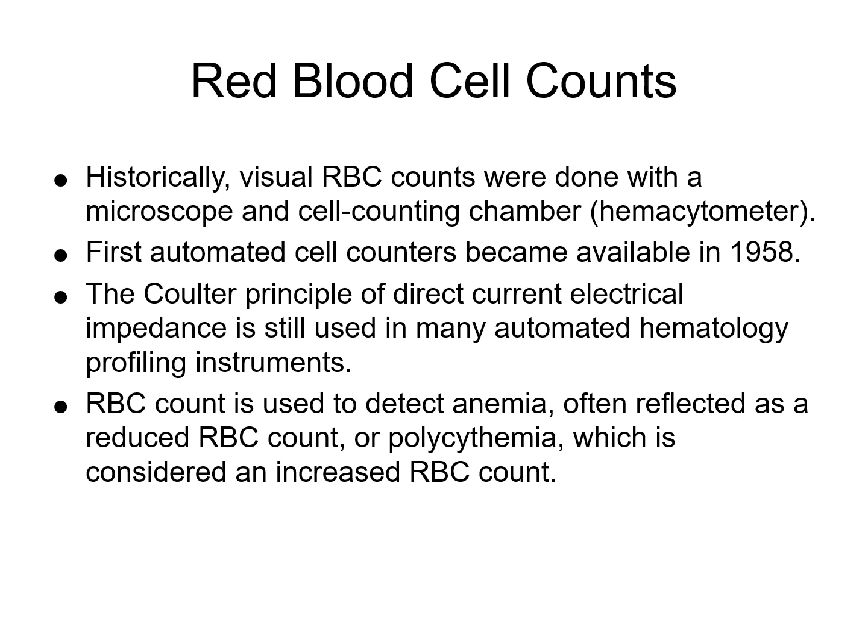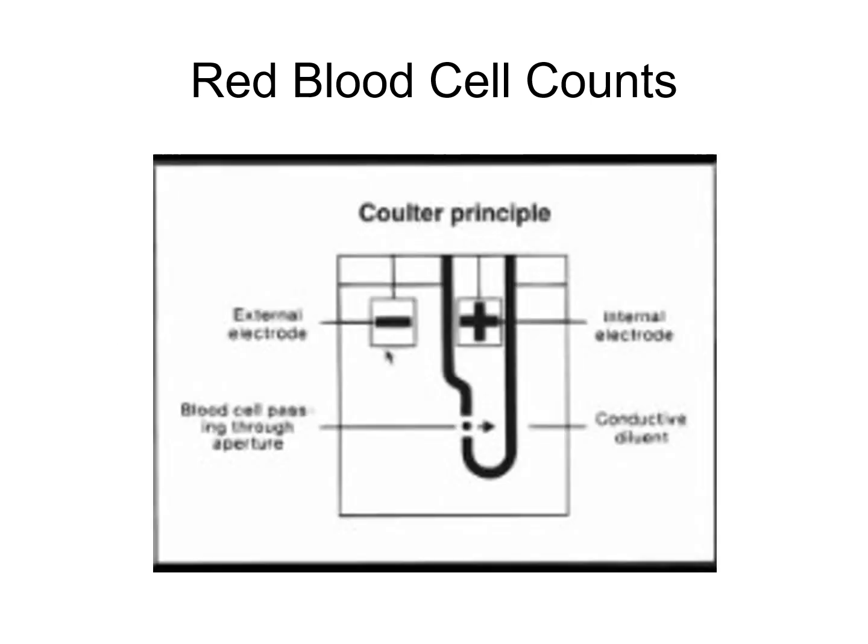The Coulter principle is what many modern hematology instruments use now. It measures cell counts by detecting changes in direct current electrical impedance as the cells pass through the aperture. Clinical uses of the red blood cell count: it's essential in diagnosing anemia and polycythemia as well. If you're in my class, this is a video on how the Coulter principle actually works.